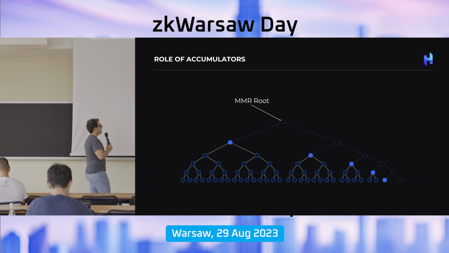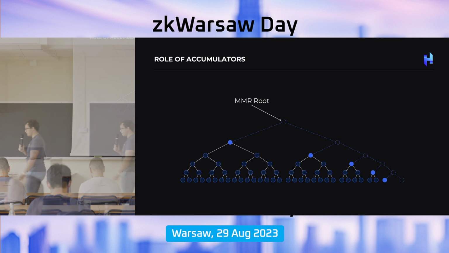And now disclaimer, we actually generate two types of Merkle Mountain Ranges at Herodotus. One built with Keccak, so we can be EVM friendly, and one built with Poseidon, so we can use this inside circuits.